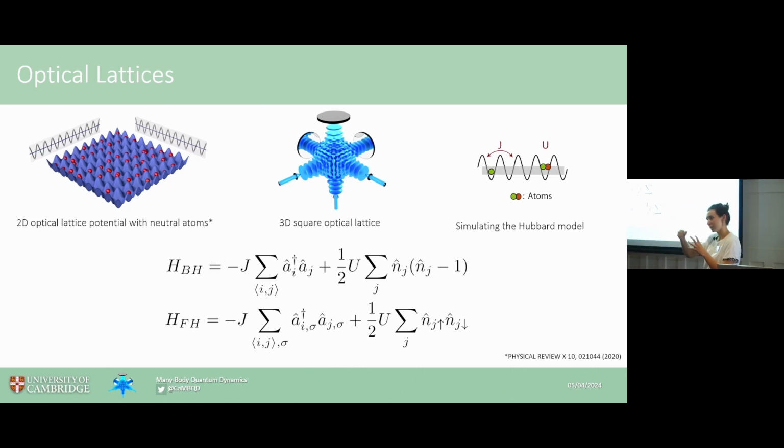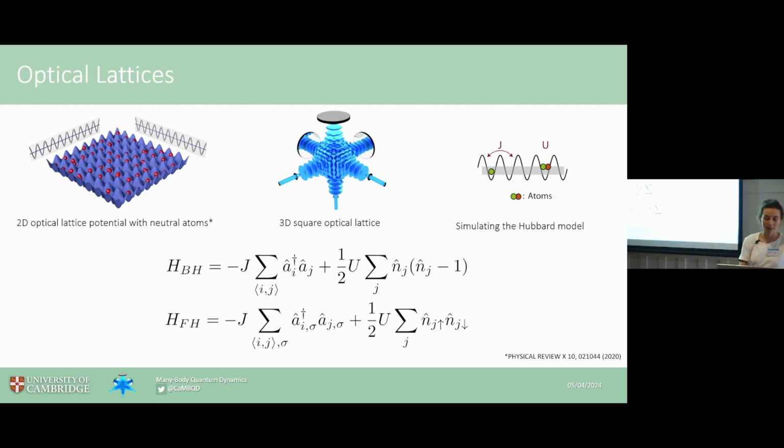And the energy cost of this hopping process we can characterize by this tunneling amplitude J. And then if you have, say, 2 electrons coming into contact with each other on the same nuclei, then they might interact with some interaction energy U. And in this sort of synthetic Hubbard model that we've created with this optical lattice, we essentially engineer the exact same Hamiltonian.